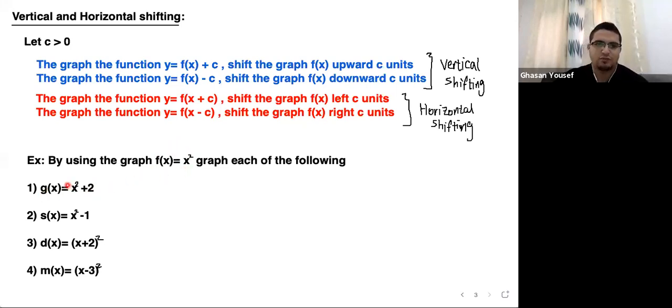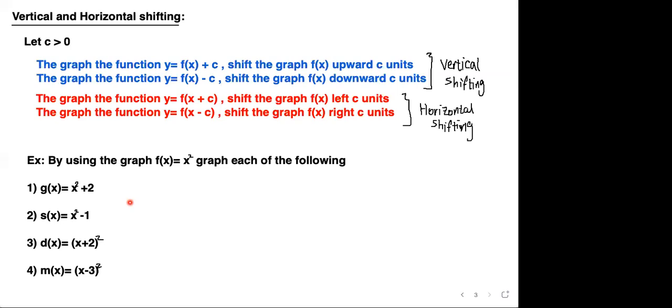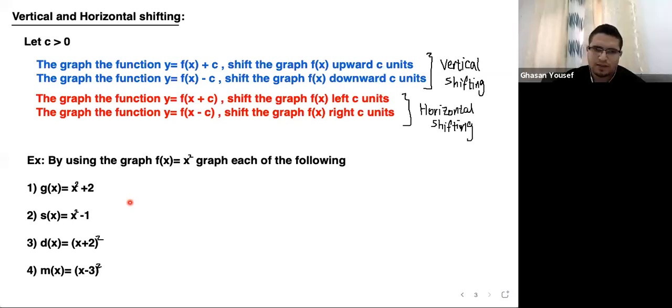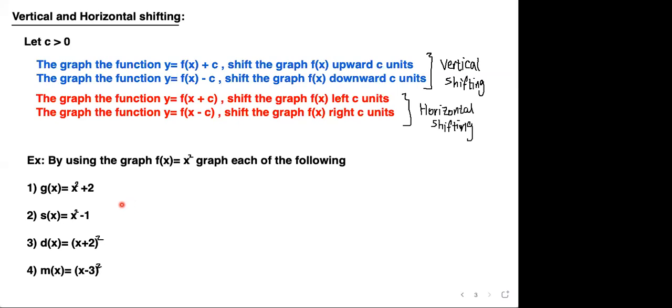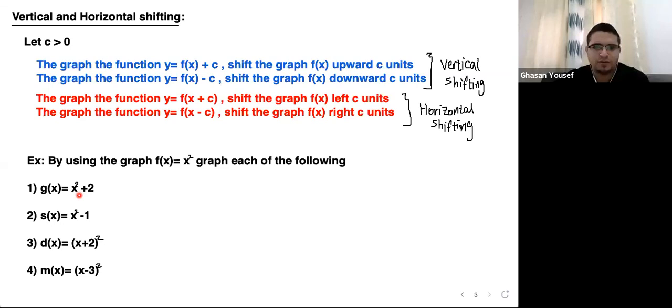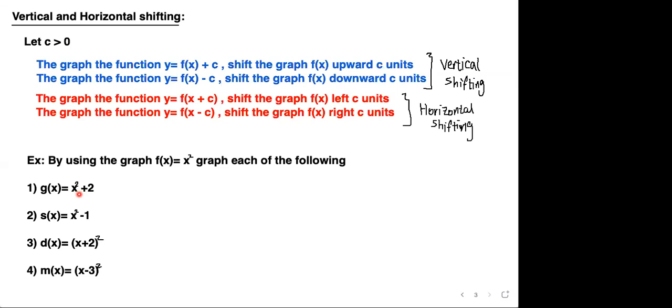Second step, to graph this function, I have to go back to the rules. Now, g of x equals x squared plus 2, how is the shifting here? Is it vertical or horizontal? Is it going to be up and down? No, sorry, is it side to side? Left or right? The first one is going to shift 2 units to the left because of its positive 2.